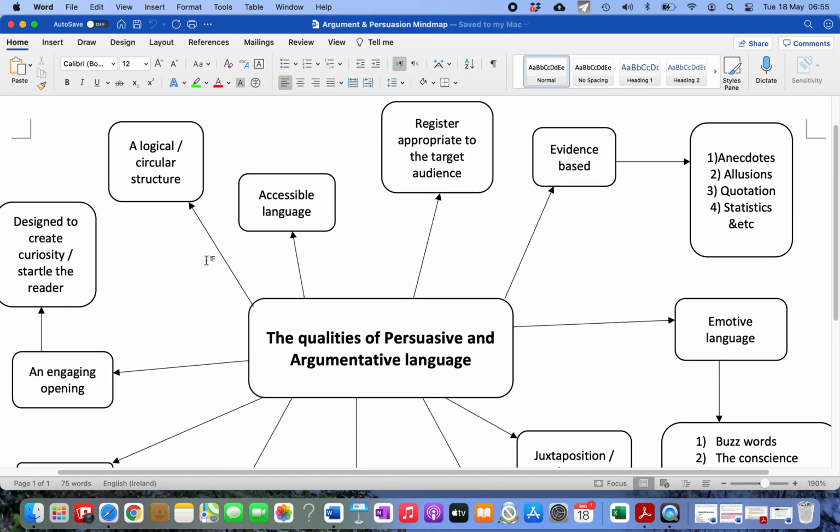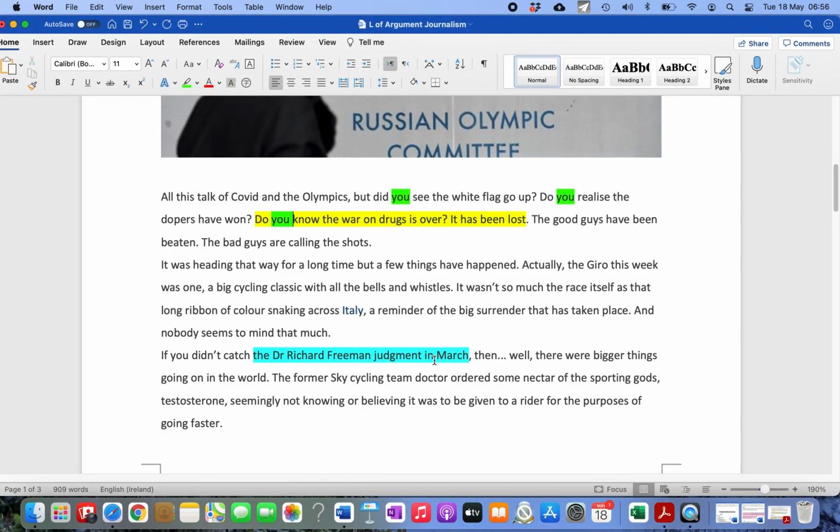A really good piece of language of argument or persuasion will have a logical circular structure. This is the coherence of delivery element of the Leaving Cert marking scheme, which is all about having a logical and circular structure. Again, look at Watterson's article, an absolutely brilliant piece of journalism. As I said, he begins with the good guys have been beaten, the bad guys are calling the shots.